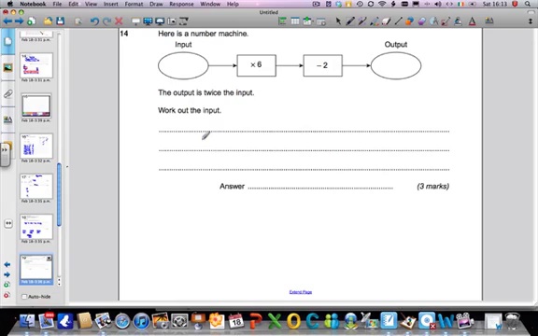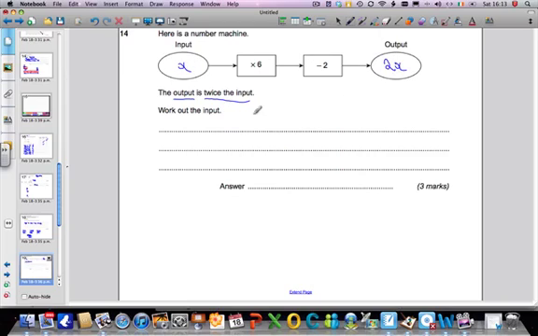Question 14. So we're given a number machine and it tells us that the output is twice the input. So whatever the output is, it's double what the input was. Now we're asked to work out what the input is. Some people can do this using trial and error. I'm going to show you how to do it using algebra. I know that the output is double whatever the input is. So I'm going to call the input x. That means the output must be 2x. It's double the input, or twice the input.